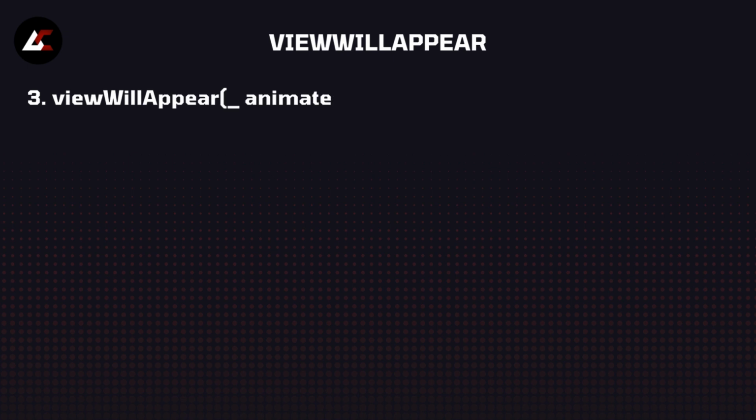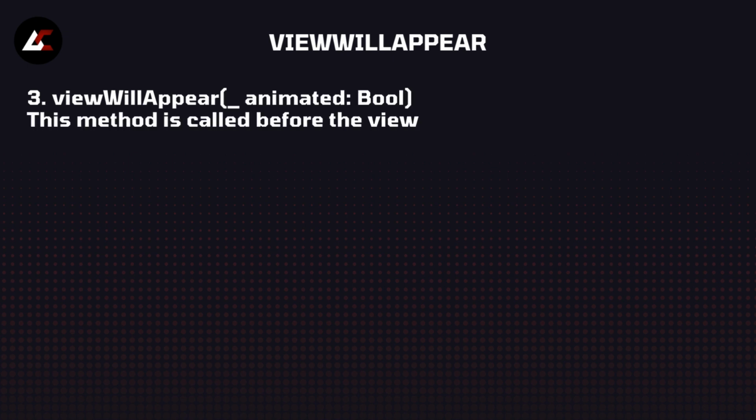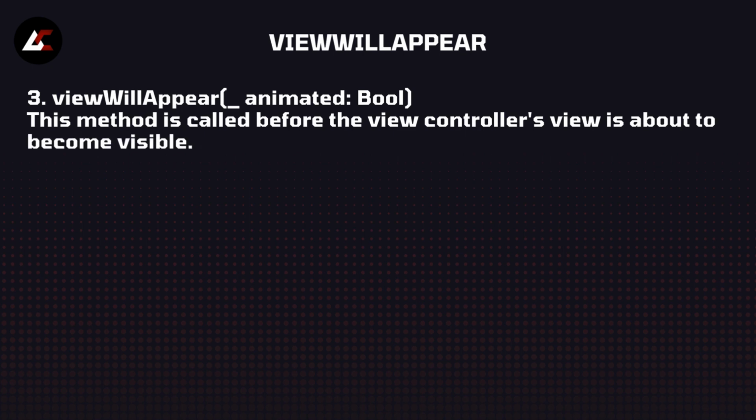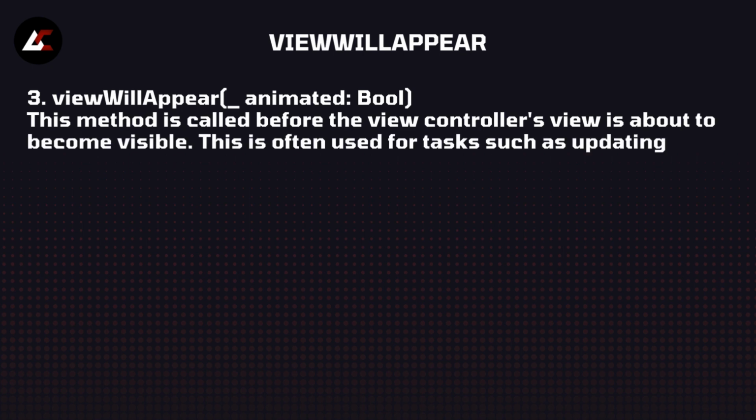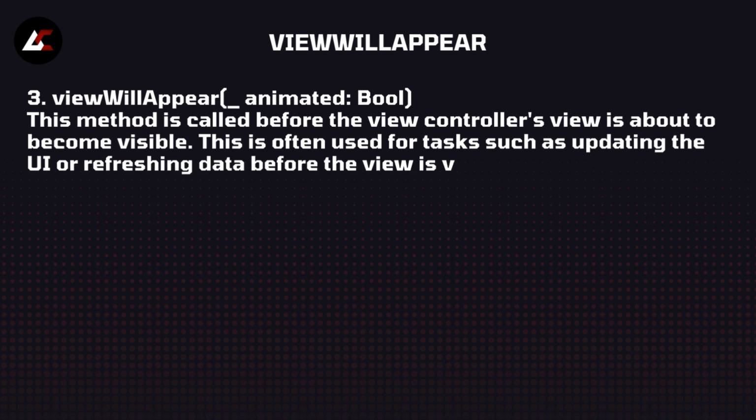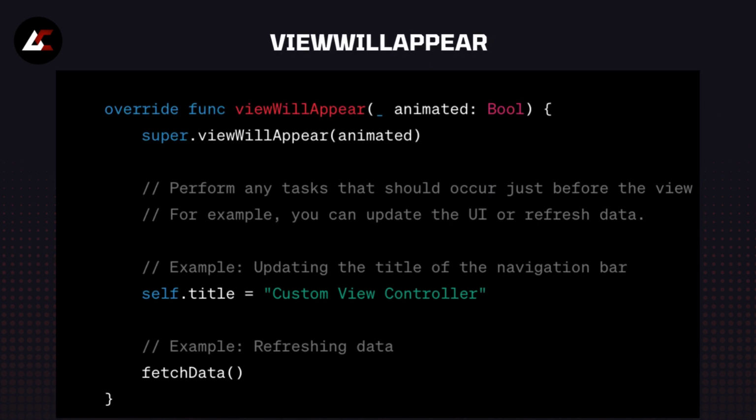viewWillAppear. This method is called before the view controller's view is about to become visible. This is often used for tasks such as updating the UI and refreshing data before the view is visible. Some common use cases are data refresh, if you want to refresh and reload data every time the view is about to appear; UI updates, making any last minute adjustments to the UI and updating UI components based on some conditions; and view configuration, performing tasks to configure the view that need to happen just before it's shown.